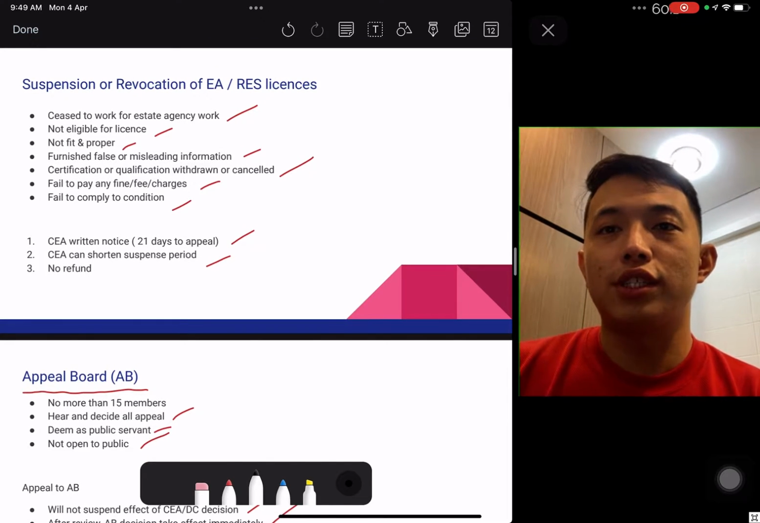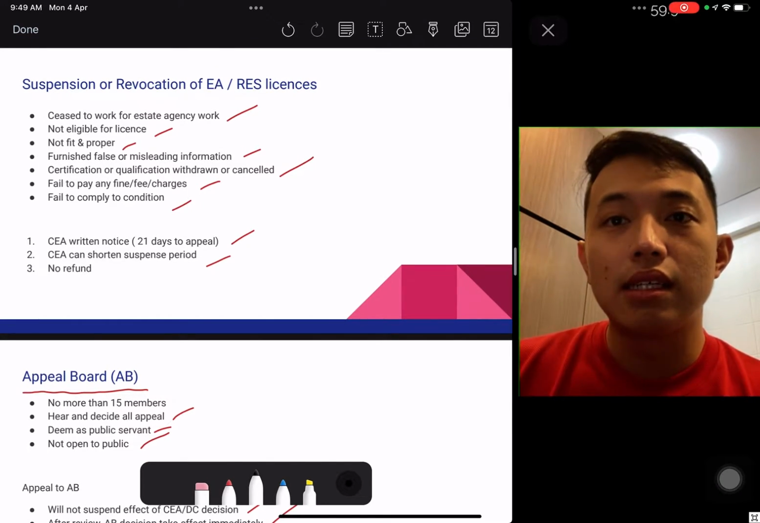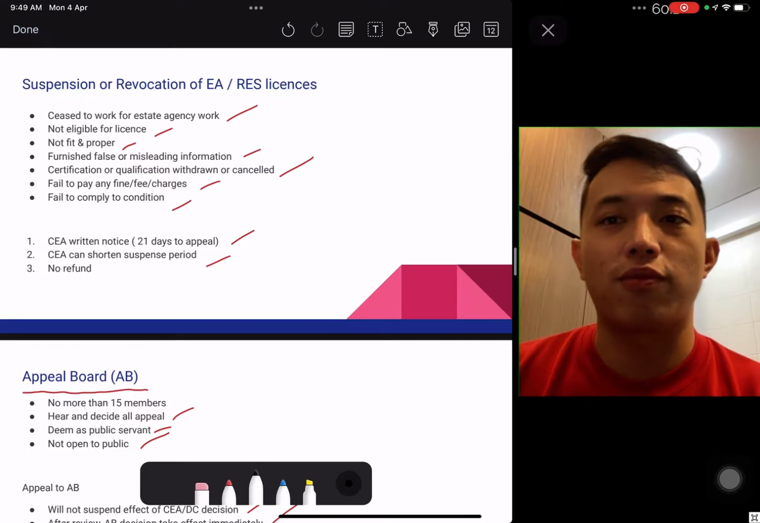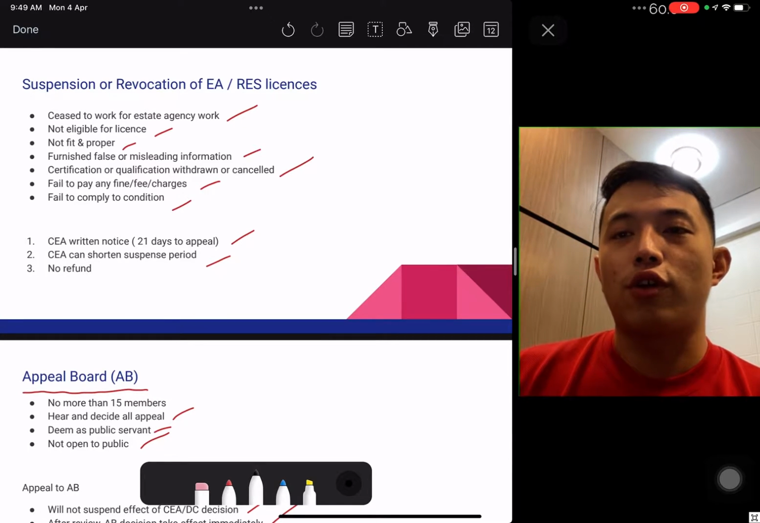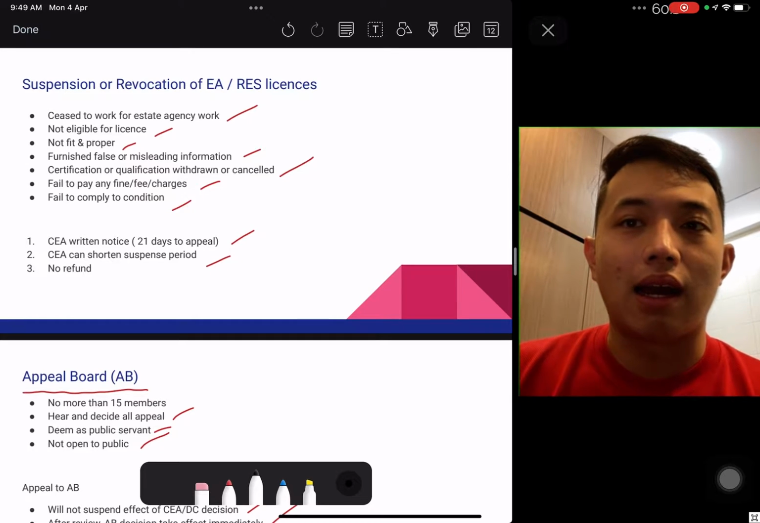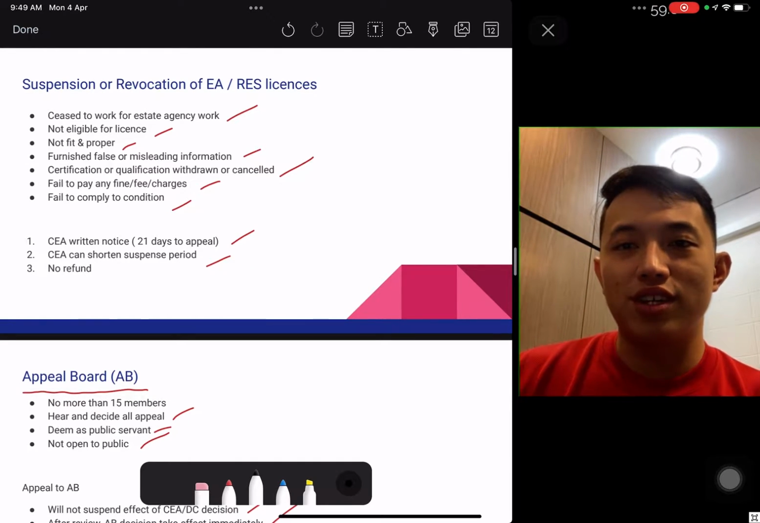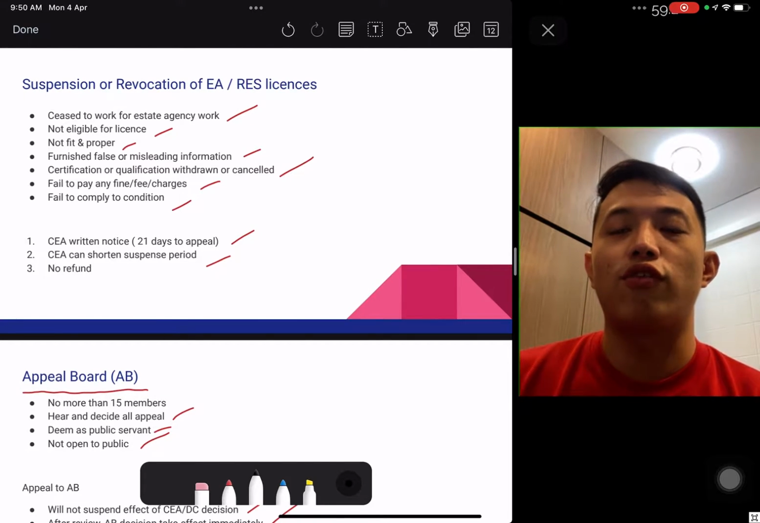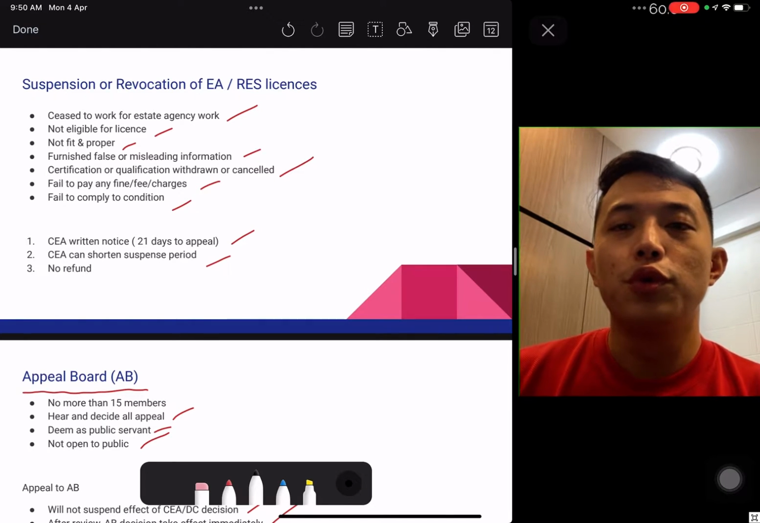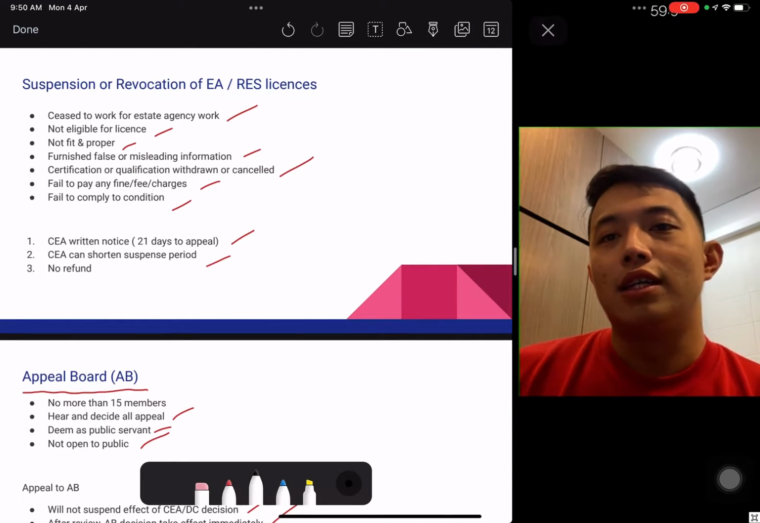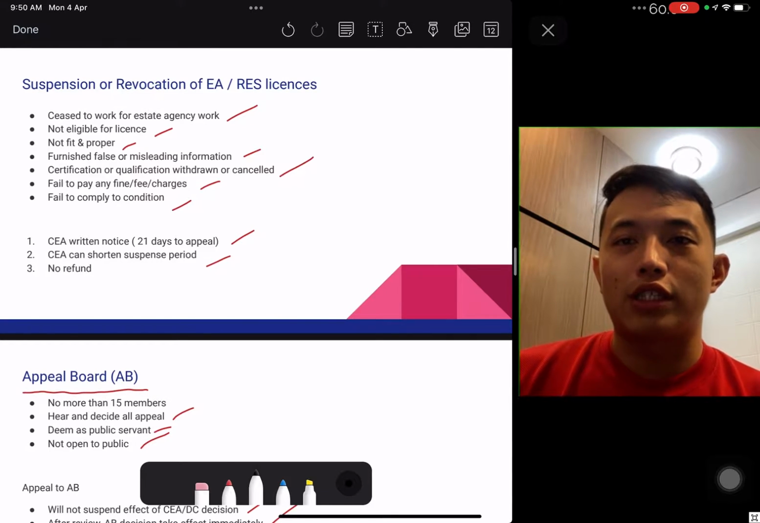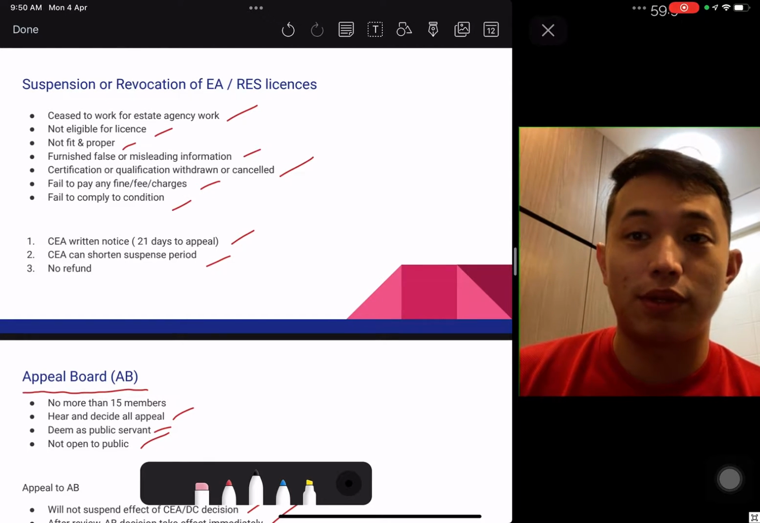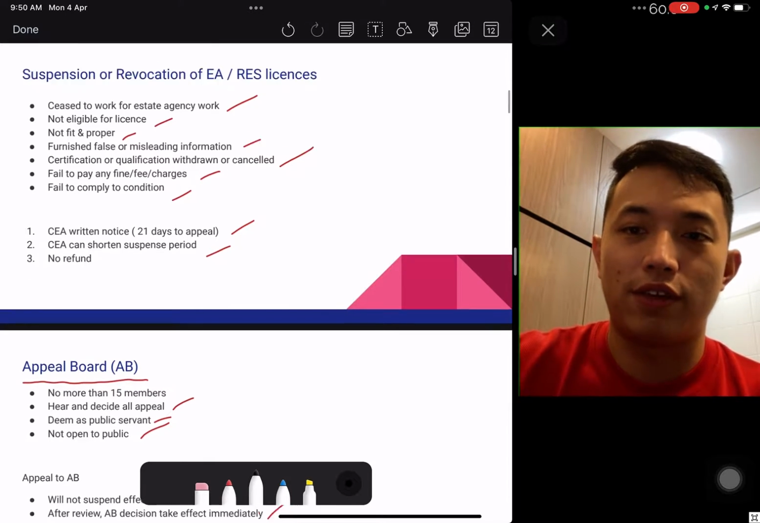For any suspension or revocation of license: you are not allowed to work, you are not eligible for it, you are not fit and proper, you provide fake information, your application or qualification has been withdrawn, cancelled or expired, you haven't paid your fine, or you didn't comply with the condition. Once the CA suspends or revokes your license, they will give you a written notice of 21 days for you to take action. However, if within the 21 days no action is done, they will still proceed with the action. CA can shorten the suspension period, but there will not be any refund if a fee is required.